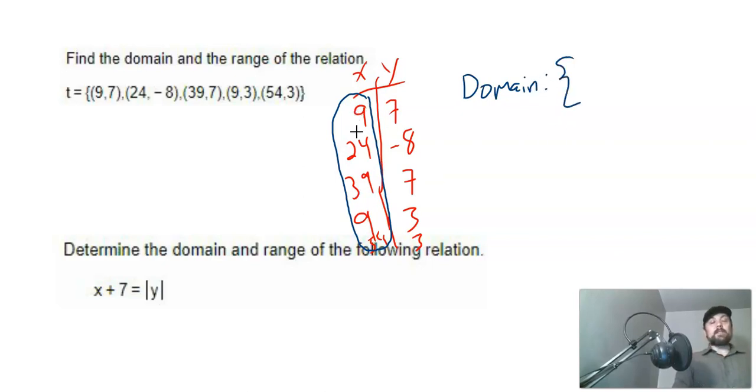And because we have just specific numbers to list out, we set up the domain as a set. So we use this curly brace, and then we just list the numbers that X is allowed to equal in this set. X can equal 9, so I'll put that first. X could equal 24. X could equal 39. And X can equal 54, and that's it.